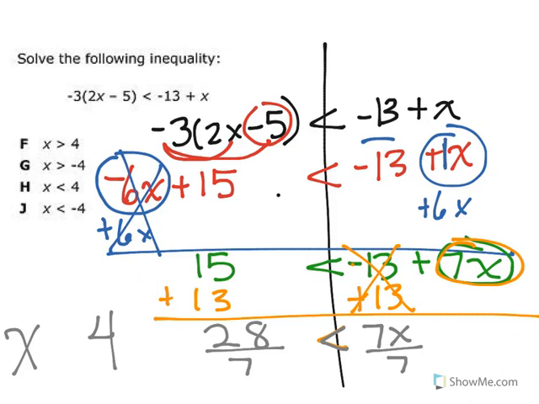Now remember, where's my point? The point's right there. It's the opposite of the x. On top of that, my x was positive. Since I did not multiply or divide by a negative integer, my inequality stays the same, with the point facing away from the x. So x is greater than 4, which is F.